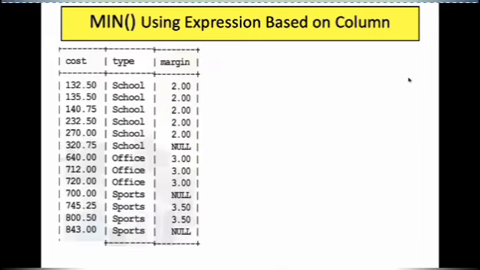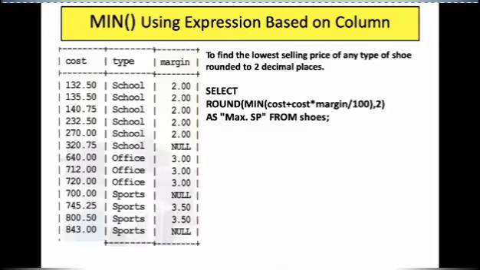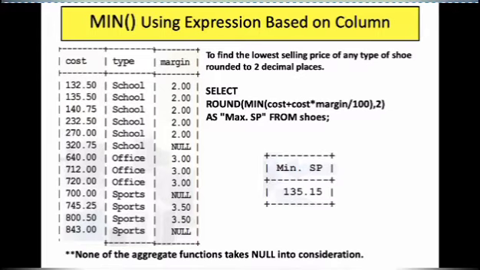Now the min function using an expression works in the same way as the max function. This line is quite important in the case of minimum: none of the aggregate functions take null values. If it took null values into consideration, what would happen? When the cost, in this cost into margin, is multiplied by null, it will give you null, or when null is added to this value, it will give you null. Whenever any operation is performed on null, it will give you null only.